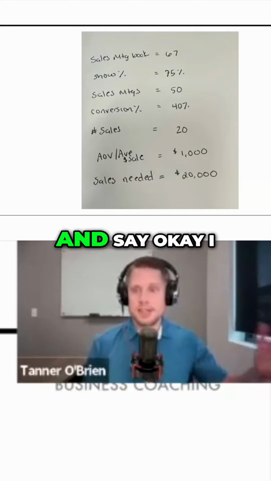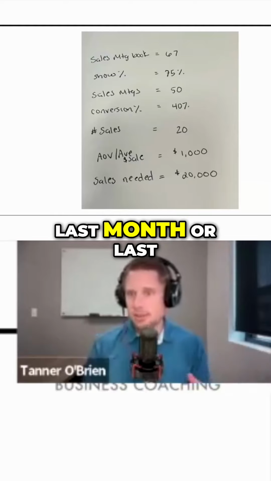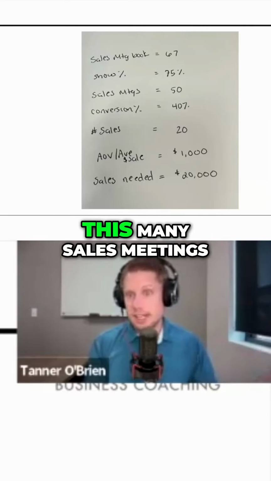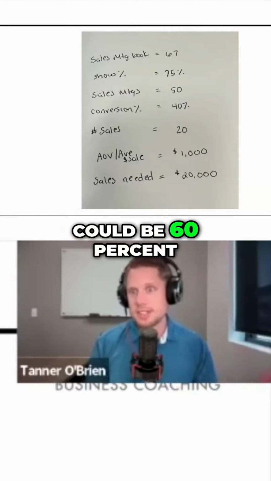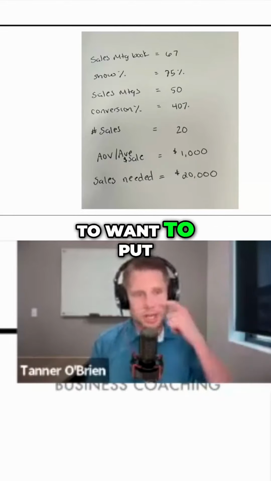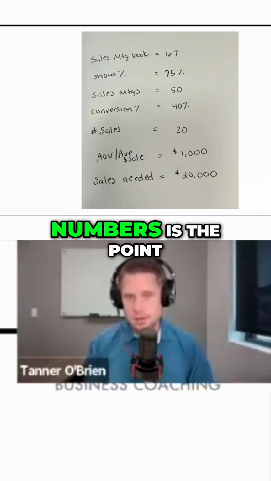So 40% conversion rate. Now, again, this should be historical data. So you should be able to go back and say, okay, I had this many sales last month or last year, and we had this many sales meetings. What was my conversion rate there? Could be 80%, could be 60%, whatever your number is, that's what you're going to want to put in. But again, historical numbers is the point.